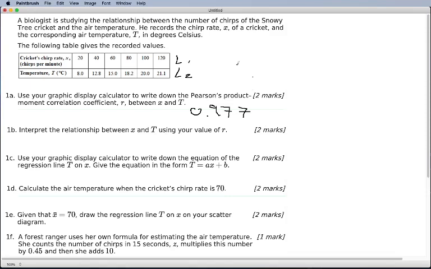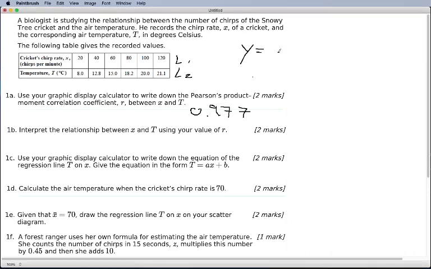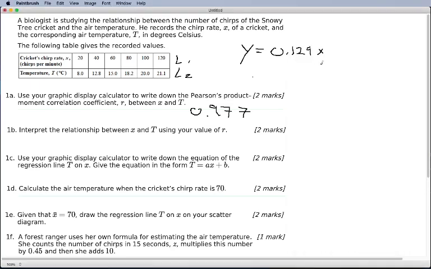Let's see. I'm just going to write it up here. y is equal to 0.129x plus my b is plus 6.82. Now we have this in terms of y and x, but of course, really this is in terms of the cricket's chirp rate and the temperature.